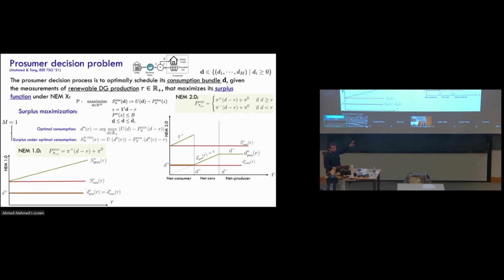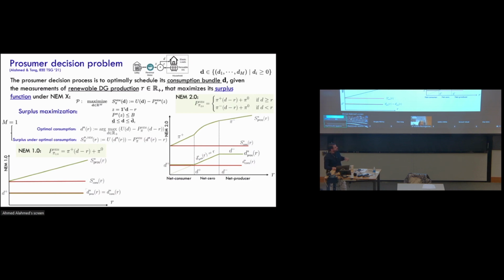Now, if we plot the surplus, S star, then if you are in the net consumption zone, the surplus increases at a rate of pi plus, obviously, because you face pi plus from the utility. If you are in the net zero zone, the surplus has this concave shape. And then if you are in the net production zone, the surplus has a slope of pi minus, but it is increasing.